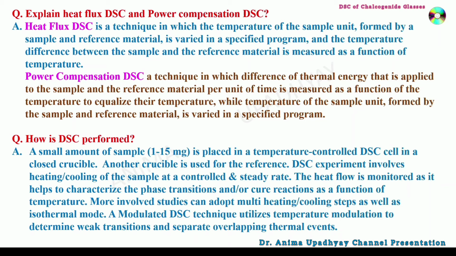How is DSC performed? The experiment is simple. A small amount of sample, around 1 to 15 milligrams, is placed in a closed crucible in a temperature controlled DSC cell. Another crucible is used for the reference material. The DSC experiment involves heating or cooling of the sample at a controlled and steady rate. The heat flow is monitored as it helps to characterize the phase transitions and or cure reactions as a function of temperature. More involved studies can adopt multi-heating or cooling steps as well as isothermal mode. A modulated DSC technique utilizes temperature modulation to determine weak transitions and separate overlapping thermal events.